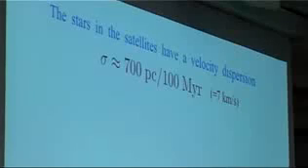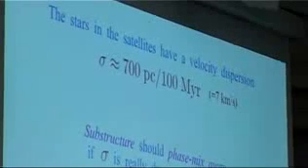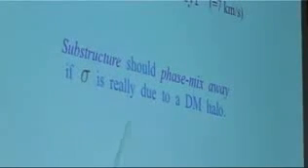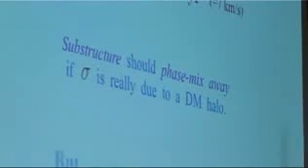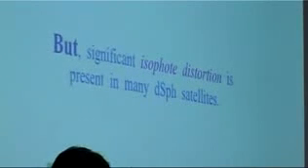Let's look at morphology. Here the idea is that we observe that the stars move with 7 kilometers per second in these objects, which means that in a few 100 million years they cover the size of the object. And so any substructure in the satellite should phase mix away if this velocity dispersion is really due to a dark matter halo. However, we see significant isophotal distortion in many of the dwarf spheroidals. Is this consistent with dark matter? Well, here are some examples.